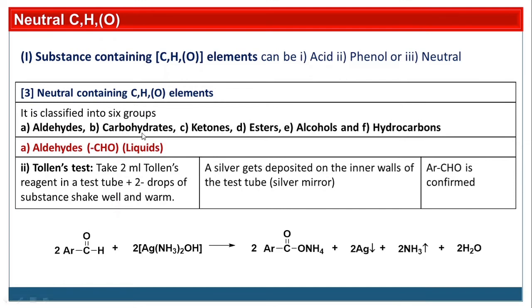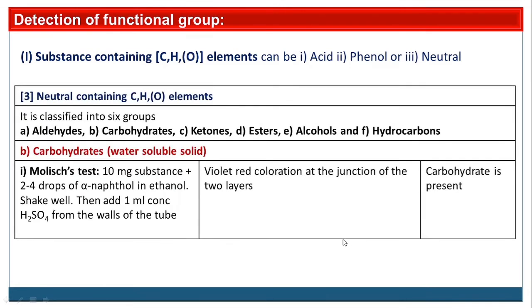Now next test for the carbohydrate. For carbohydrate, you have to see the physical state, that is for the solid compounds. That solid also should be water soluble. Then only you have to perform the test for the carbohydrate. If your compound is liquid, then you do not need to perform this test. If your compound is a water insoluble solid, then also you need not perform the carbohydrate functional group test. Suppose your water soluble solid is there, then you should do the test for carbohydrate also.